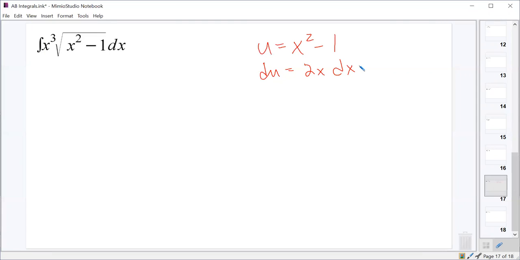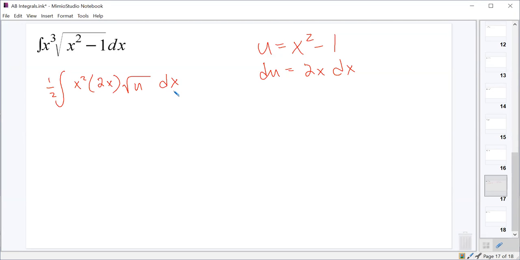But part of x cubed is an x, right? So I could write this as x squared times 2x. And if I put the 2 in, I've got to put a 1/2 outside. And then root u, and then dx. Everybody good with me splitting up the x cubed into the x squared and a 2x as long as I put a 1/2 out front? Yeah. Perfect.